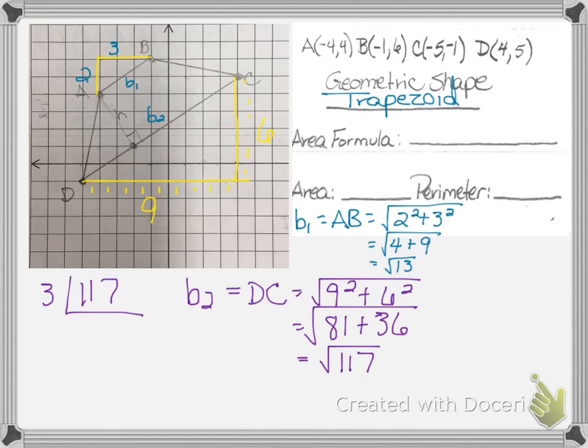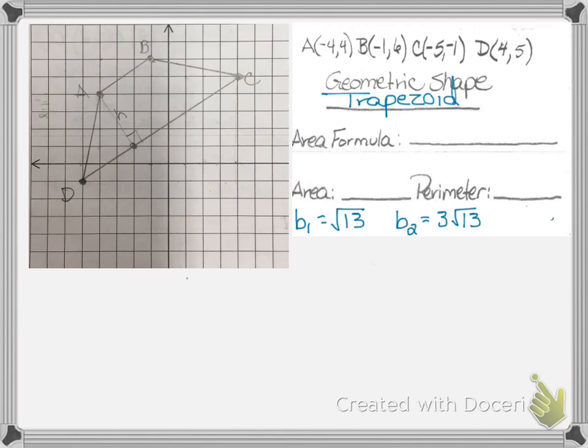So 3 goes into 117, 39 times. 3 goes into 39, 13 times. And circle 2. If you need to, draw your square root so that you can see what goes on the outside and what stays on the inside. So now we've got the length of what DC is.